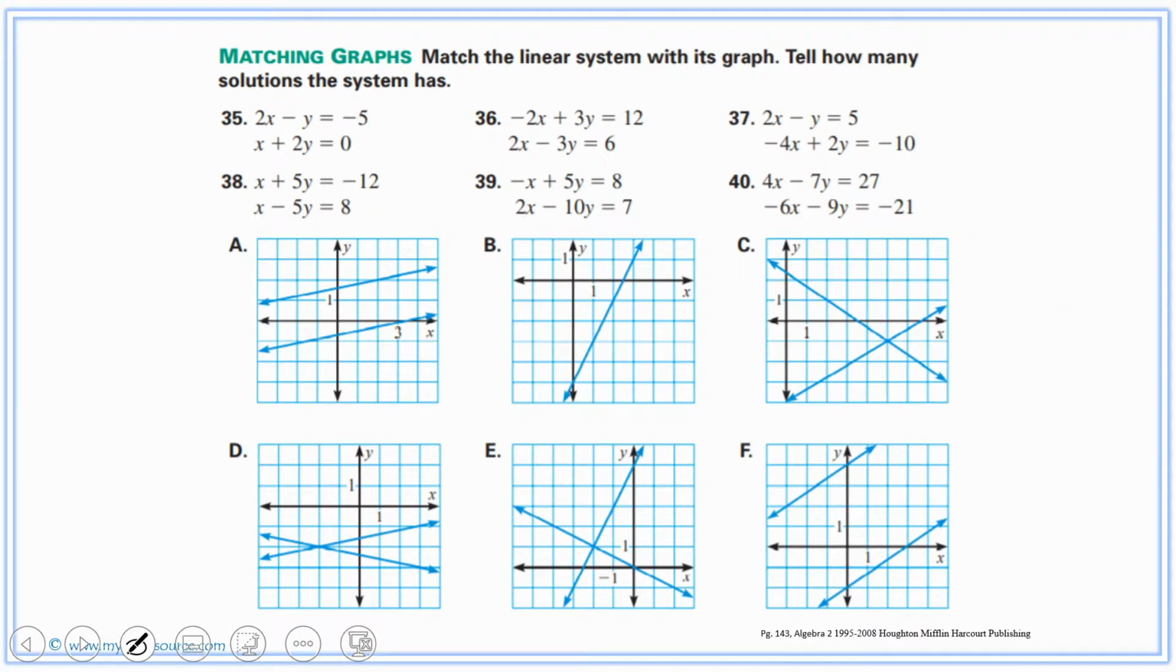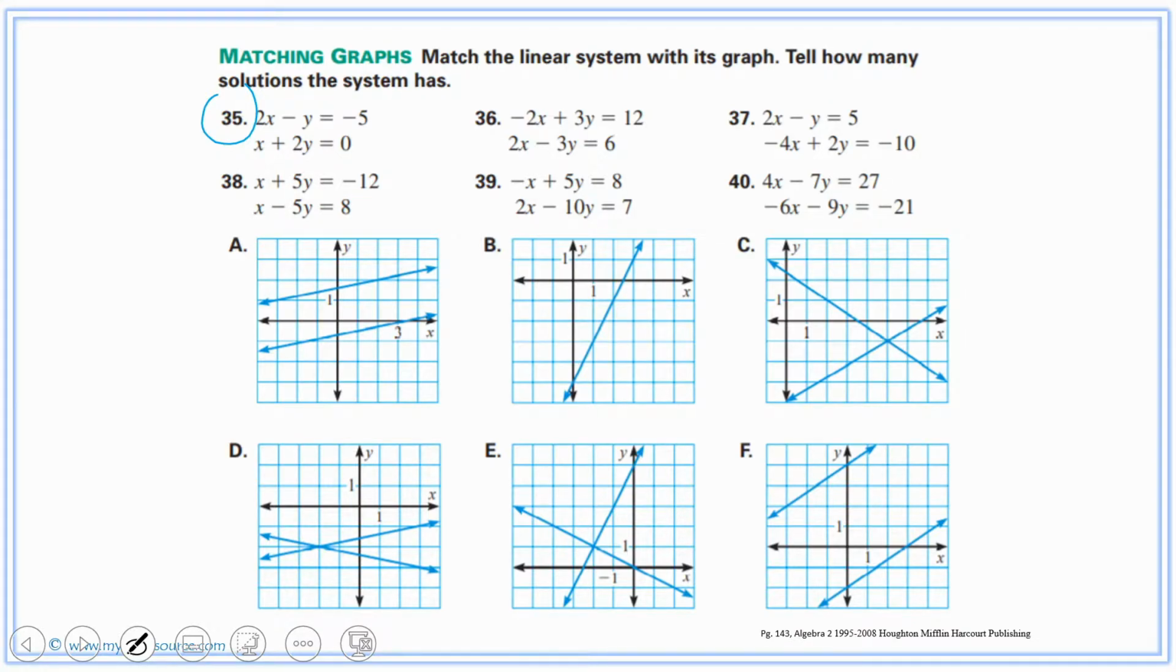All right, let's go ahead and try some of these. I believe I'm doing numbers 35 to 37, and for homework, you do 38 to 40. We'll start off with number 35. We're going to match the linear system with its graph and tell how many solutions it has.